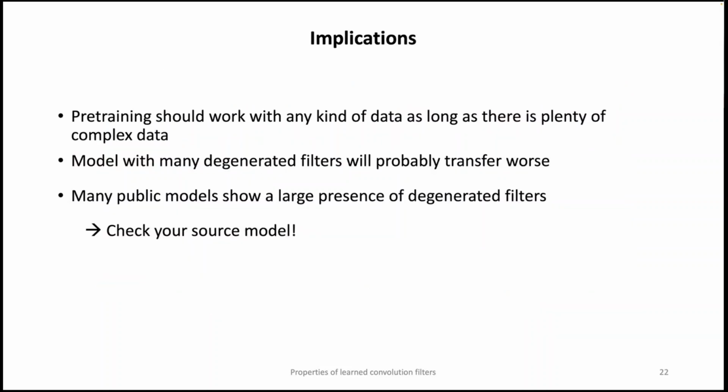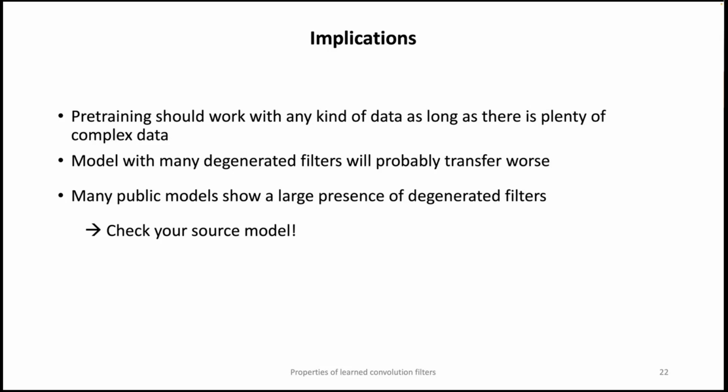So what are the implications of this? The implications are that as long as you pre-train your model with large amounts of complex data, it doesn't really matter what type of data it is. In fact, there are works where they pre-trained models with generated images of fractals, or at CVPR, I've seen one paper where they pre-trained models with noise. And that seems to work as long as, again, you have a lot of data and that data is complex enough for the model to actually learn something.